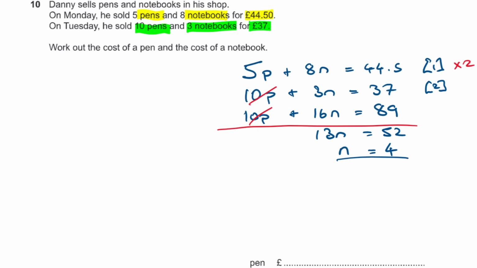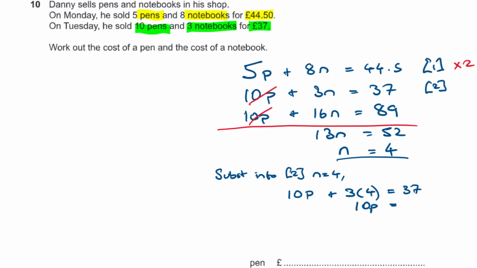Okay, so then let's work out the price of pens then. We can do that by just subbing into one of our original equations. I'm going to sub back into equation 2 because that one looks about the nicest. Substitute into 2. So if N is 4, we're going to get 10P plus 3 lots of 4, that's equal to 37. So 3 4s are 12, 12 taken away from both sides would give me that 10P is equal to 25, making P equal to 2.5 or £2.50 then, isn't it?